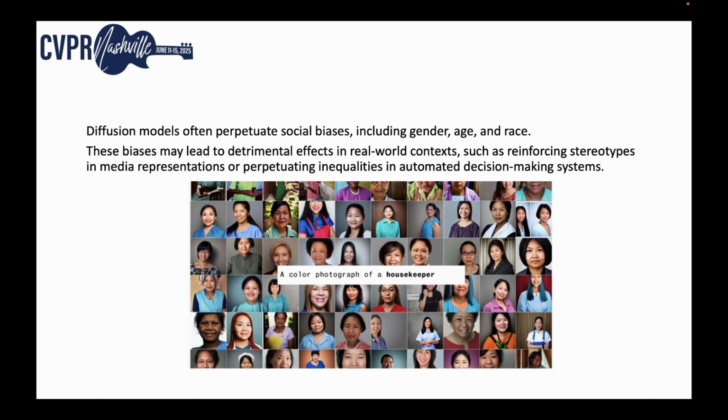Diffusion models have shown incredible power in generating diverse contents. However, as the image illustrates and as many studies have shown, these models often perpetuate and even amplify existing social biases related to gender, age, and race. These biases aren't just academic concerns. They can lead to real-world harm by reinforcing stereotypes and deepening inequalities.